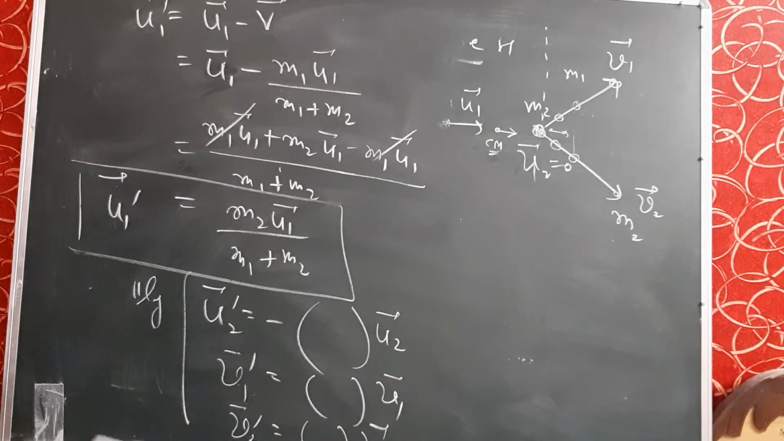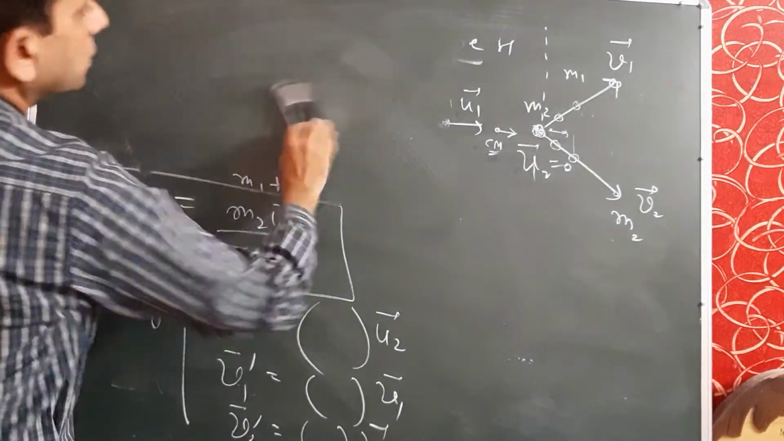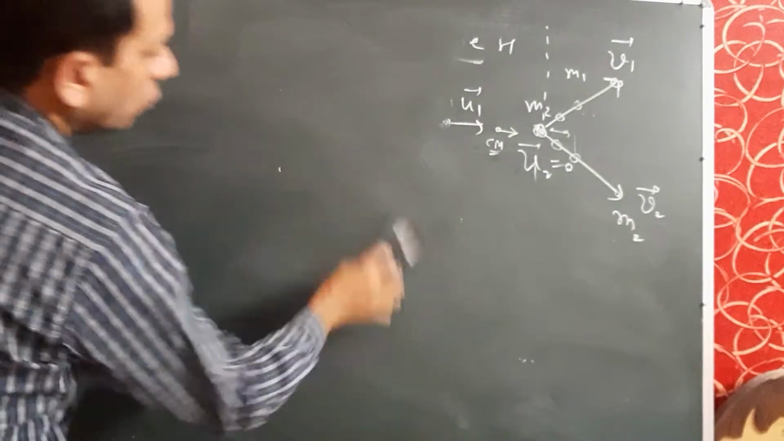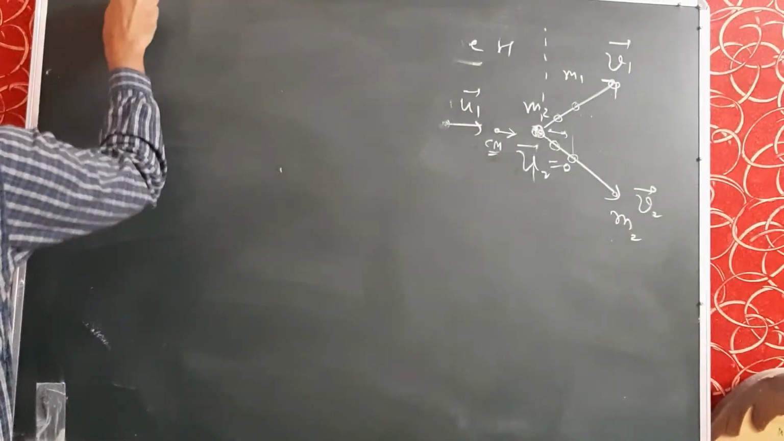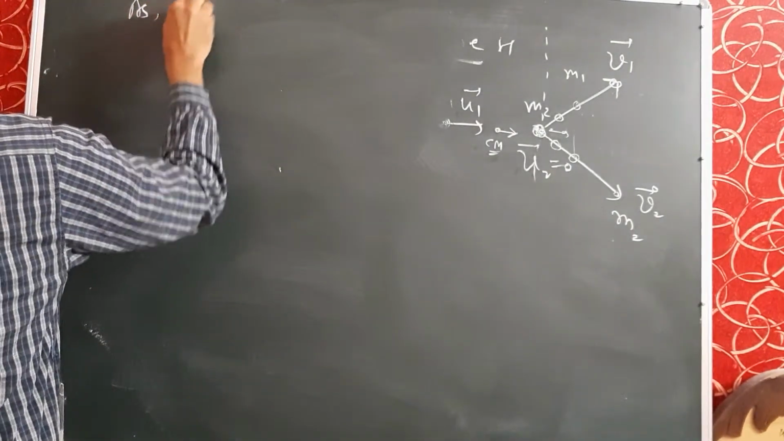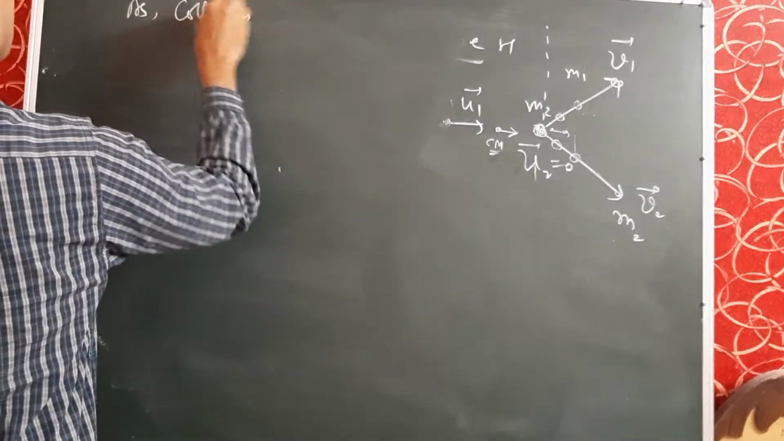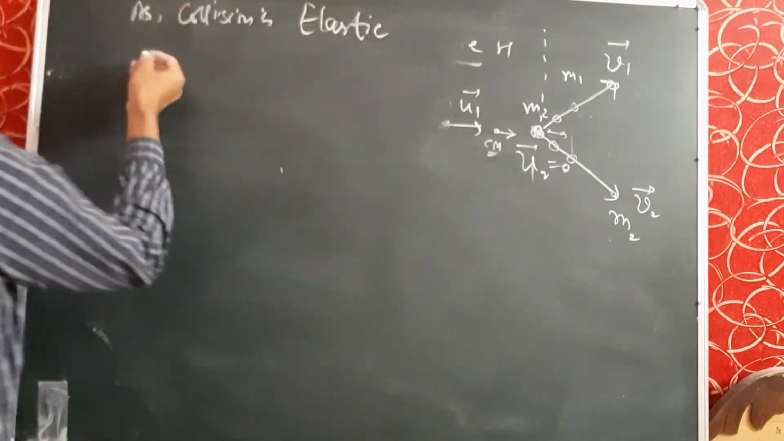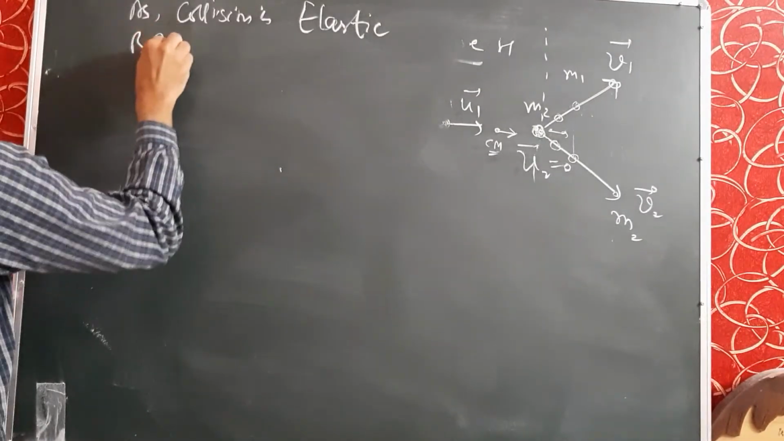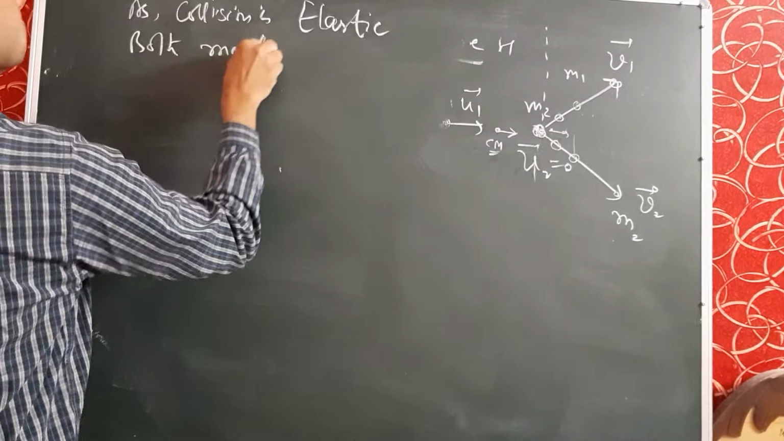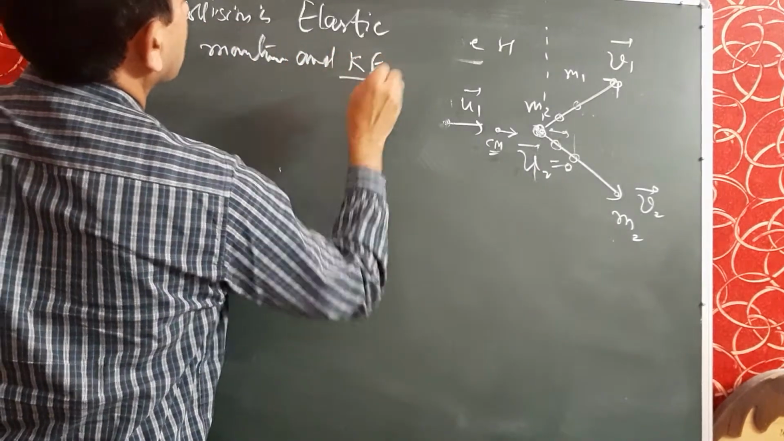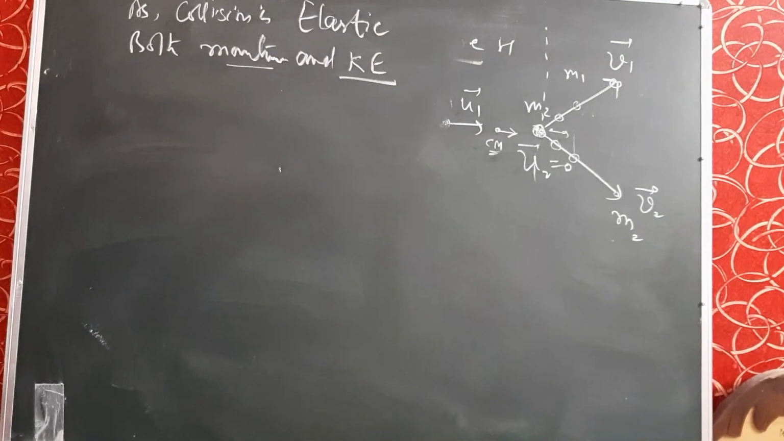Now, finally we will find the momentum, because we know that the collision is elastic. As we know that the collision is elastic, therefore both momentum and kinetic energy remain conserved. You know that this is a condition for elastic collision.